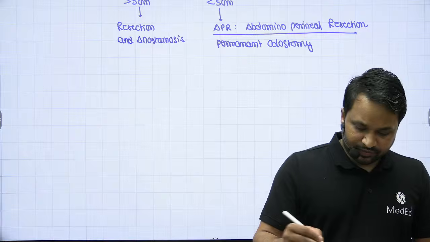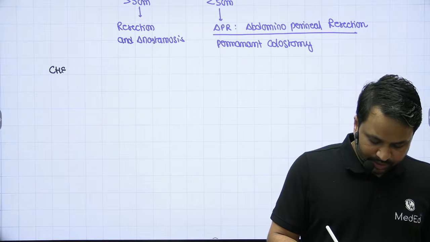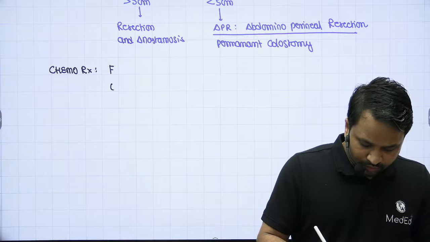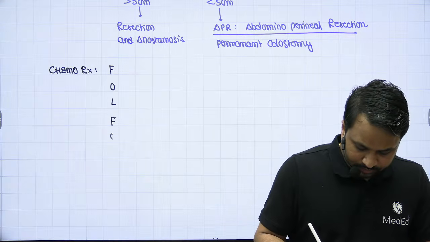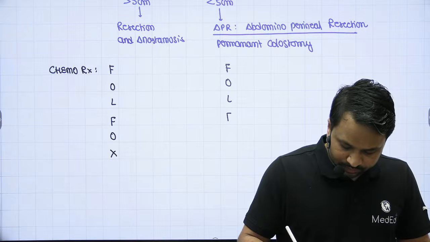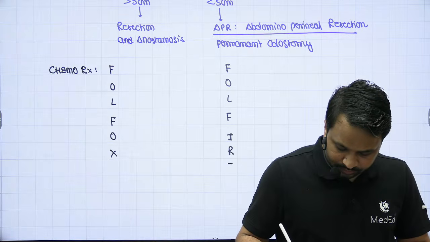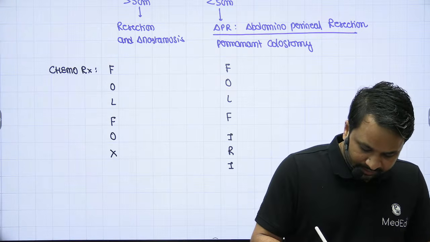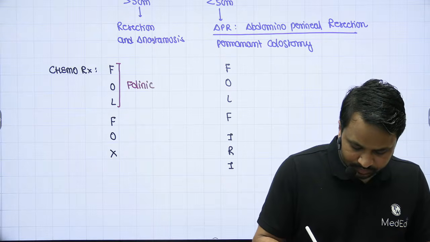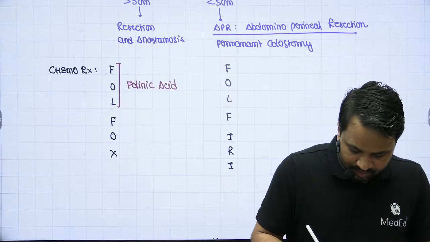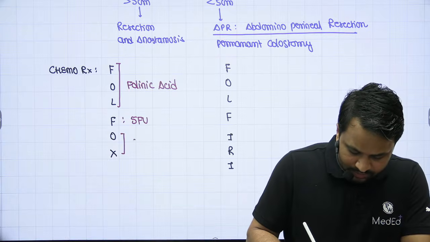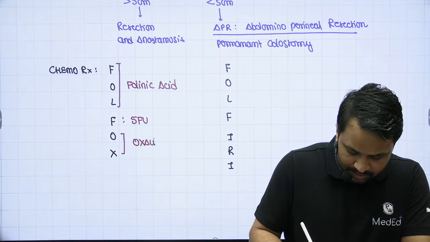You'll also give chemotherapy to these patients, and the chemo regime that we follow is FOLFOX, or you can also give FOLFIRI. Now in FOLFOX, FOL stands for folinic acid, F stands for 5-fluorouracil, and OX stands for oxaliplatin.